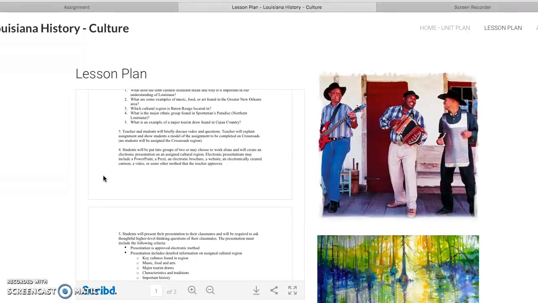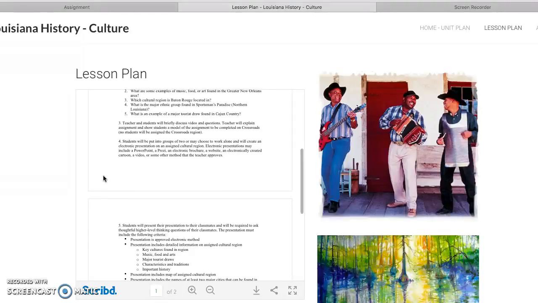And then they're going to either be put into groups of 2, or maybe they want to work alone, and they're going to create an electronic presentation of their choice. The reason I'm giving them a choice is because with gifted kids, a lot of the times I can't even think of some of the things they're going to come up with. So it's just better to let them come up with these things. And sometimes they know way more about technology than I do.